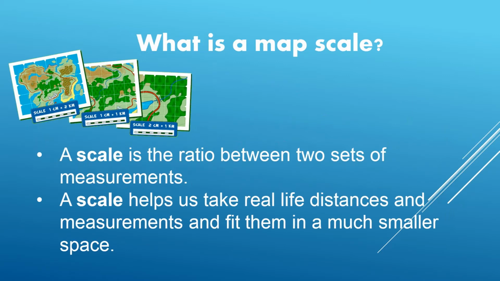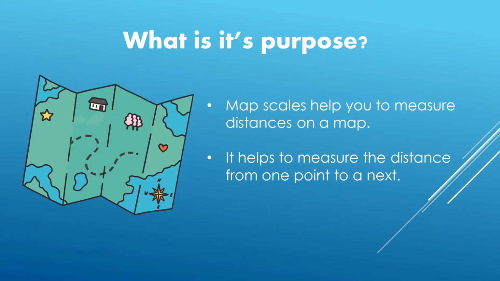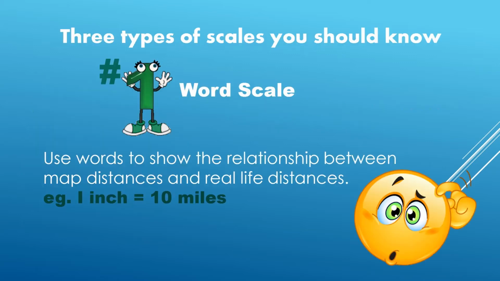What is a map scale? A map scale is the ratio between 2 sets of measurements. A scale helps us take real-life distances and measurements and fit them in a much smaller space. What is its purpose? Well, simply this. Map scales help you to measure distances on a map. It helps to measure the distance from one point to an X.